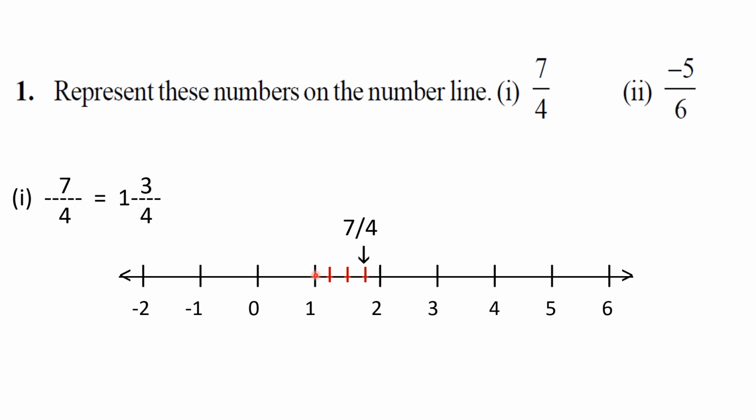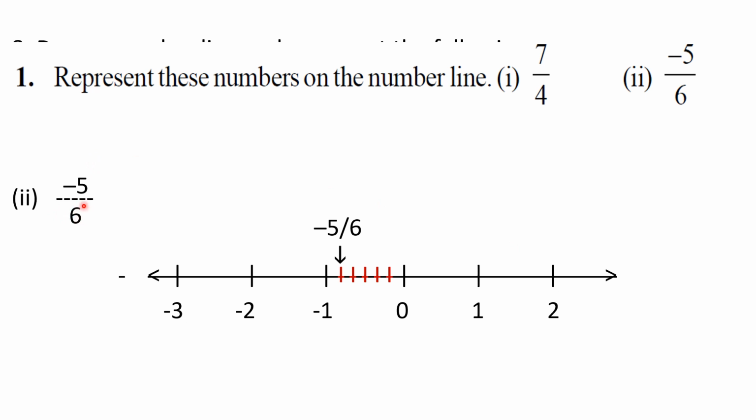Now start counting from 1, because it is 1 here. So start counting from 1 towards the right because it is a positive number, and count up to the number equal to the numerator. So 1, 2, 3. So this becomes 3 by 4, and from here to here it becomes 1 plus 3 by 4, which is 7 by 4. This is how we represent numbers, especially fractions, on the number line. Let's see how to do part number 2.